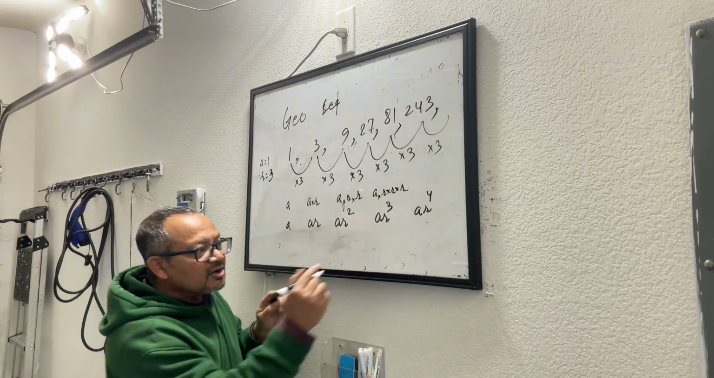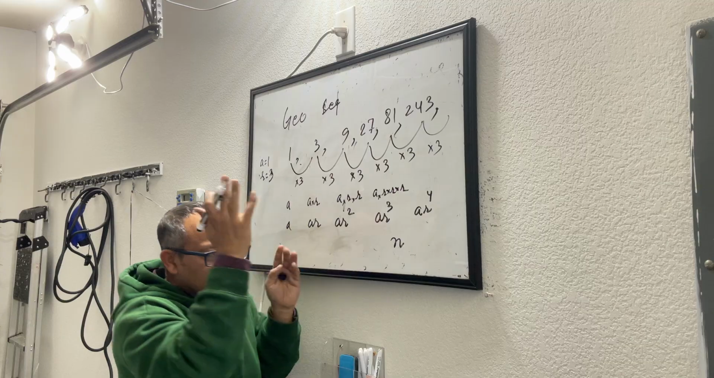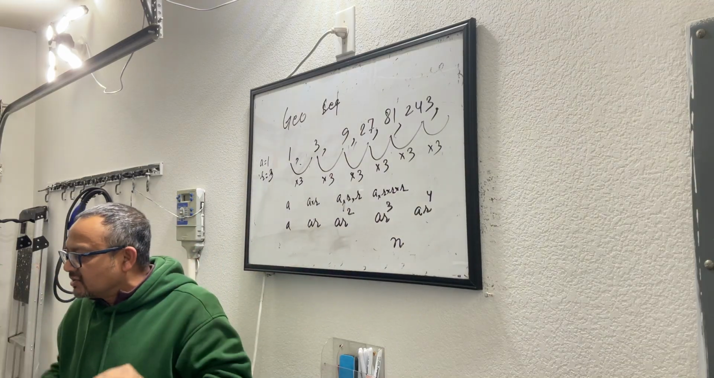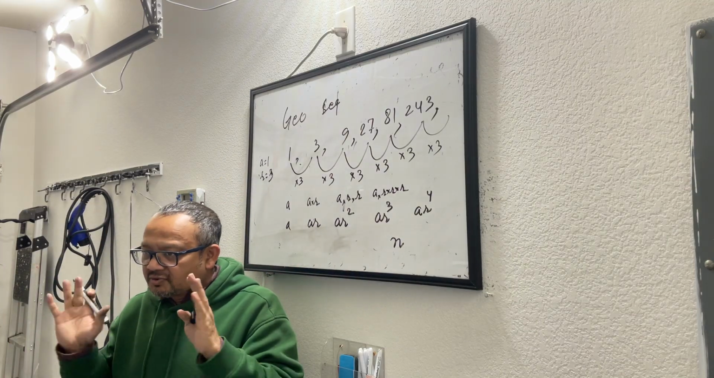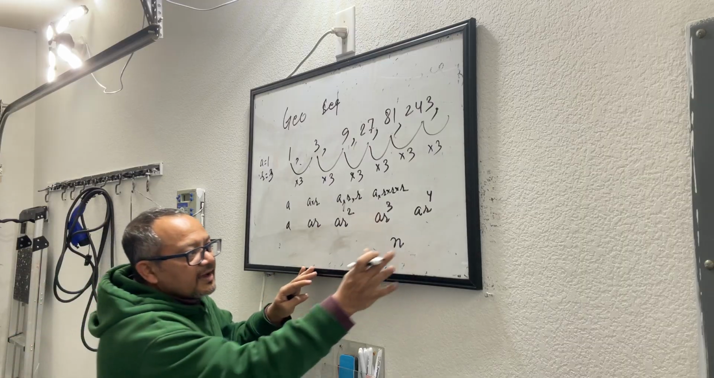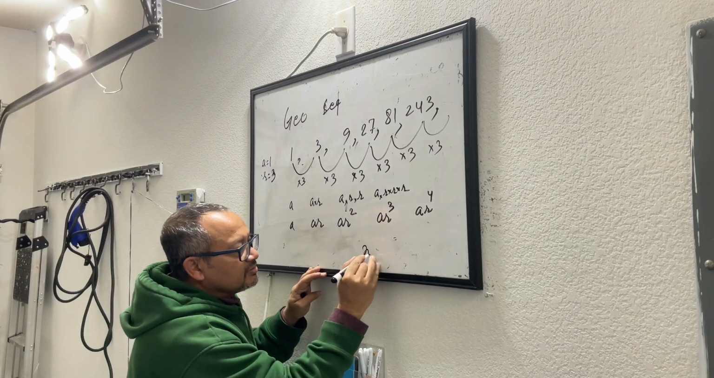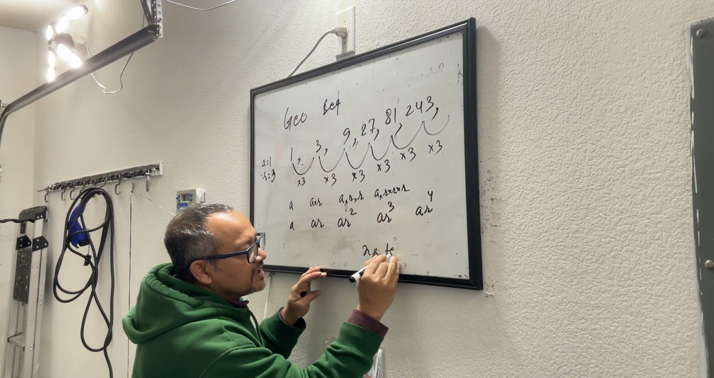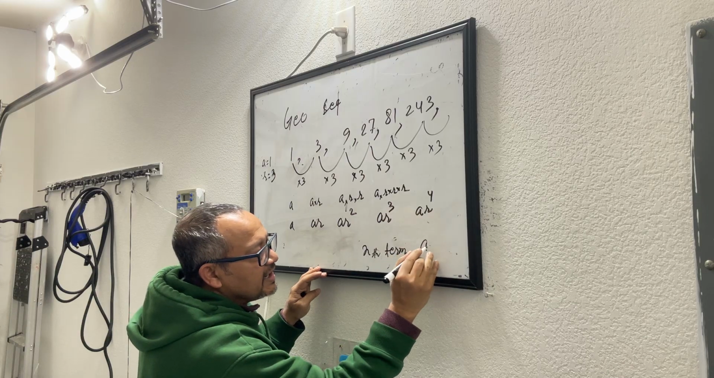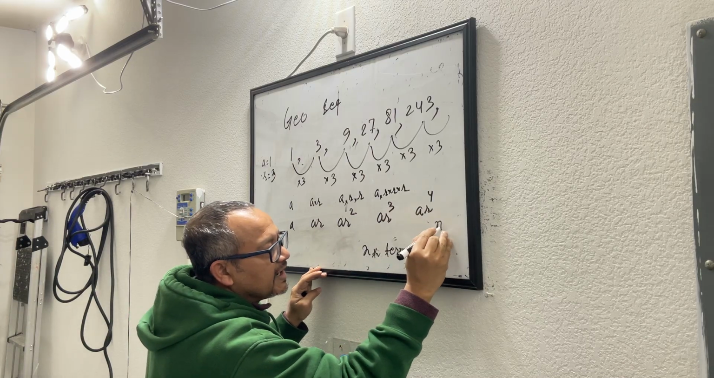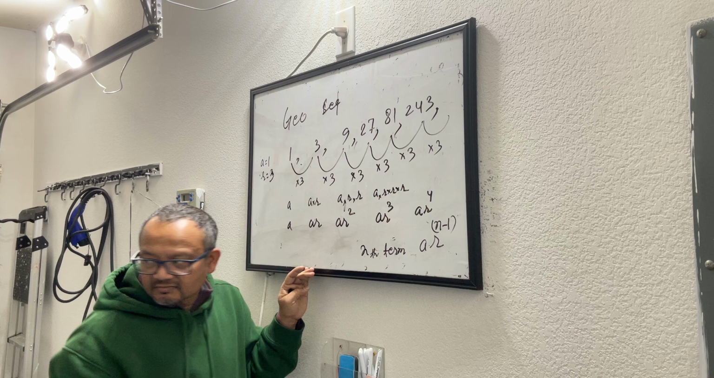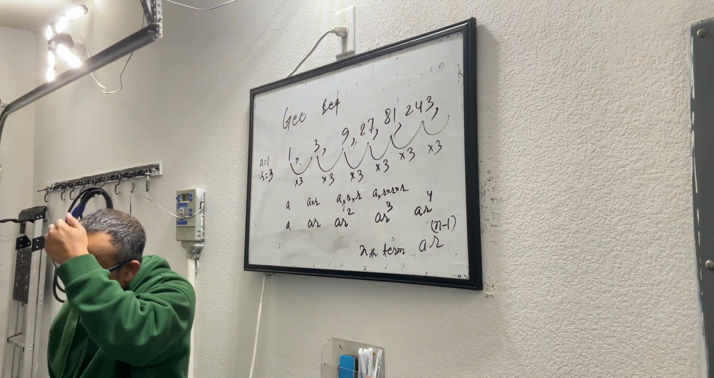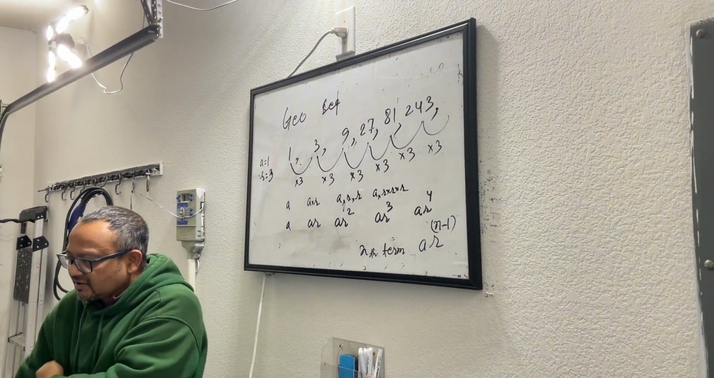So if I am talking about nth term, let's assume hypothetically n is any number. It could be 200, could be 2000, could be 5000. Then the nth term in this sequence will be A R to the power n minus 1. I'll give you guys some time to digest this.